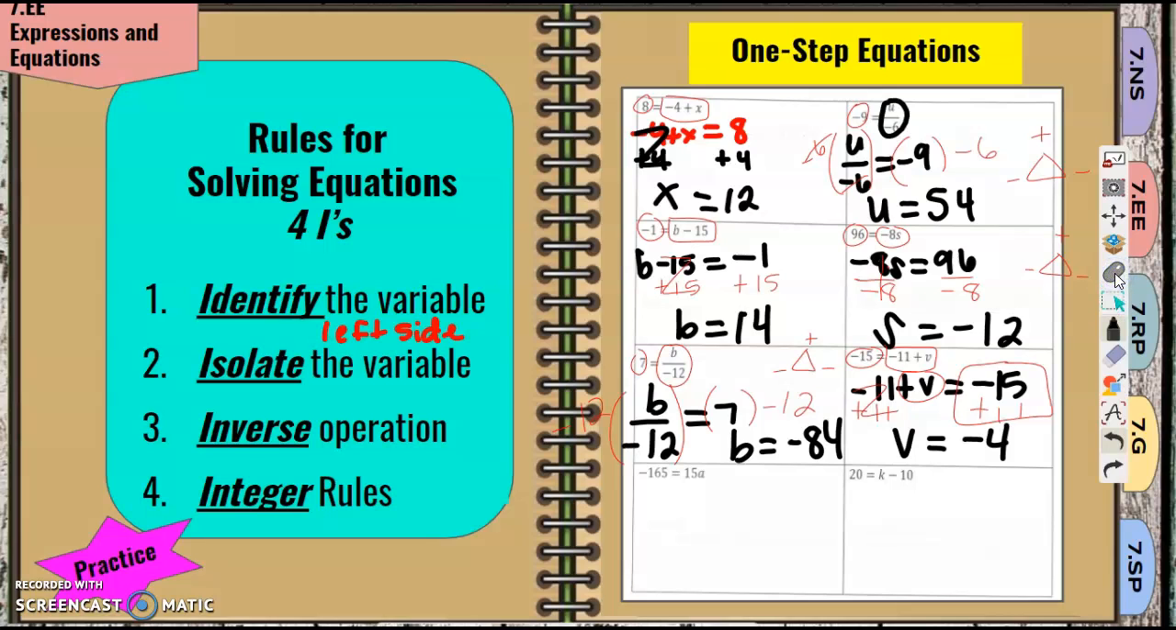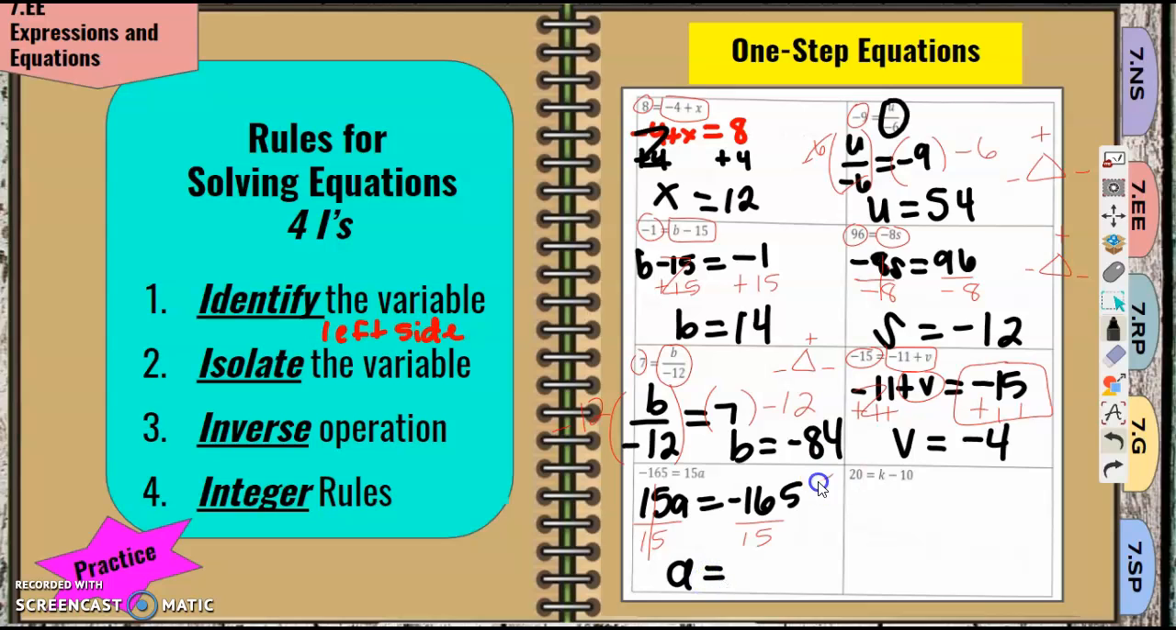All right, number 7. Well, my variable's on the left, so I'm going to rewrite it. 15a equals negative 165. When there's a coefficient right beside the variable, that means multiplication. The opposite of multiplying, or the inverse of multiplying, is dividing. So I'm going to divide by 15, so that way 15 divided by 15 leaves me with 1, and my variable is by itself.